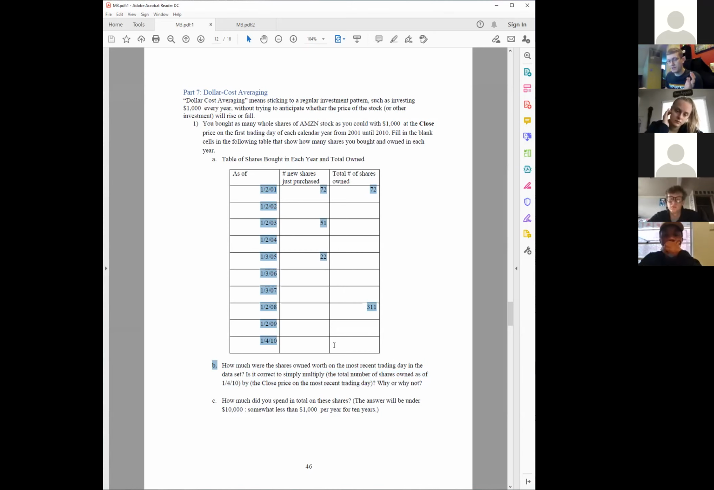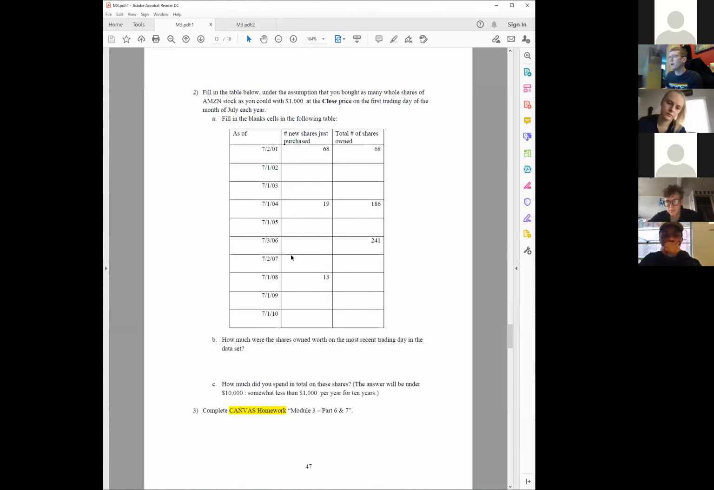So think back to what we said yesterday. Why did we have to utilize adjusted close? Is that true here? Adjusted close always works, but you're potentially saying, hey, maybe I can do the quicker way here. And then you do the same thing with investing on a bunch of days in July each year. So these 2 tables in part 7 are identical. Once you do one, you can almost copy and paste to do the second one.